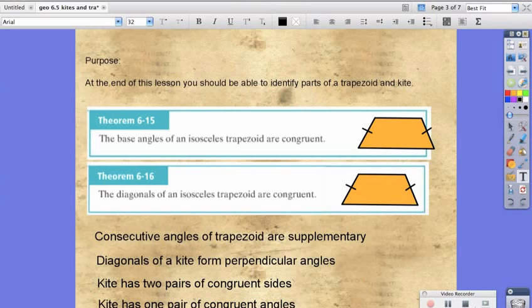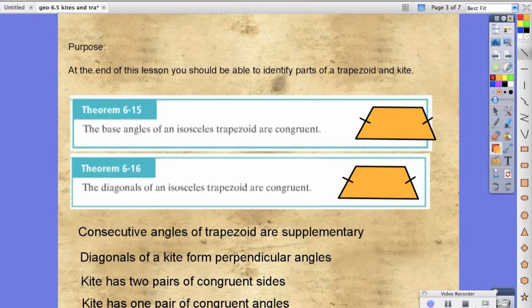So the purpose of this lesson is that at the end of it, you should be able to identify parts of a trapezoid and a kite. Theorem 6-15 says that the base angles of an isosceles trapezoid are congruent. So just to recap, a trapezoid is this figure here where we have one set of parallel lines and the diagonals are isosceles, so they're congruent.